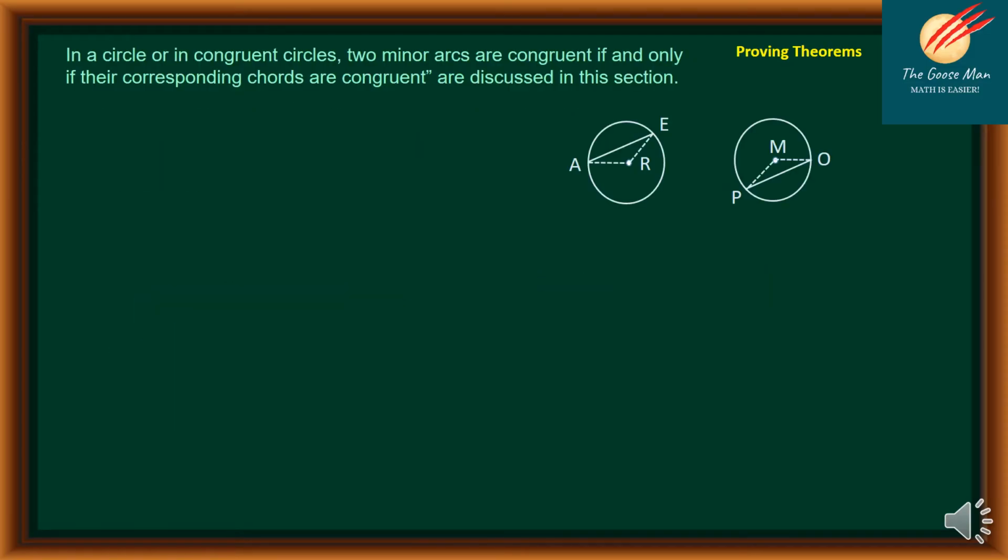So before we can proceed to the proving of this particular theorem, let us draw first the line segment AR, as well as the line segment RE, the line segment PM, and line segment MO. Again, given circle R is congruent to circle M, and AE is congruent to OP, we would like to prove that arc AE is congruent to arc OP.